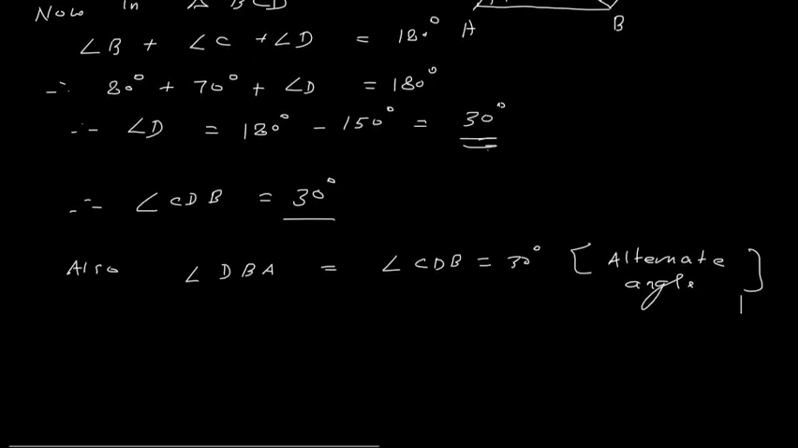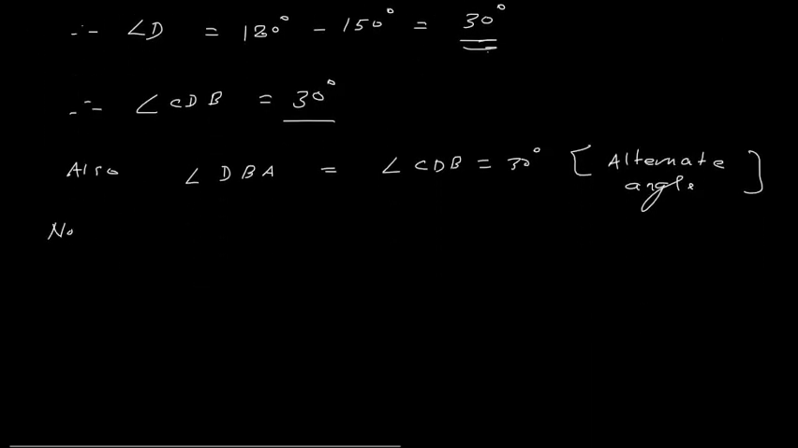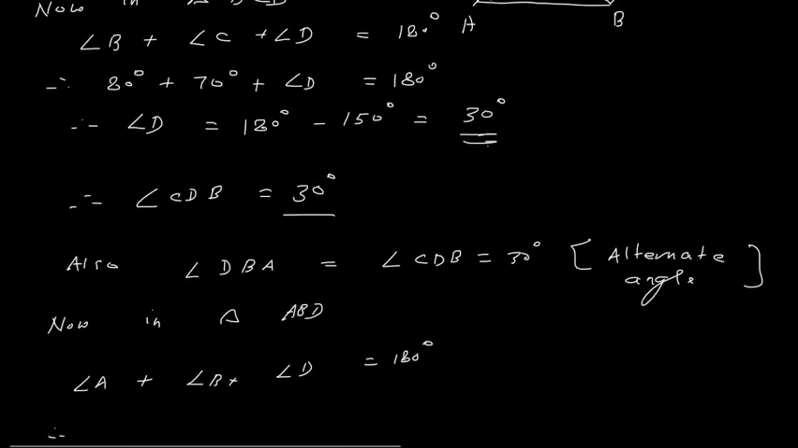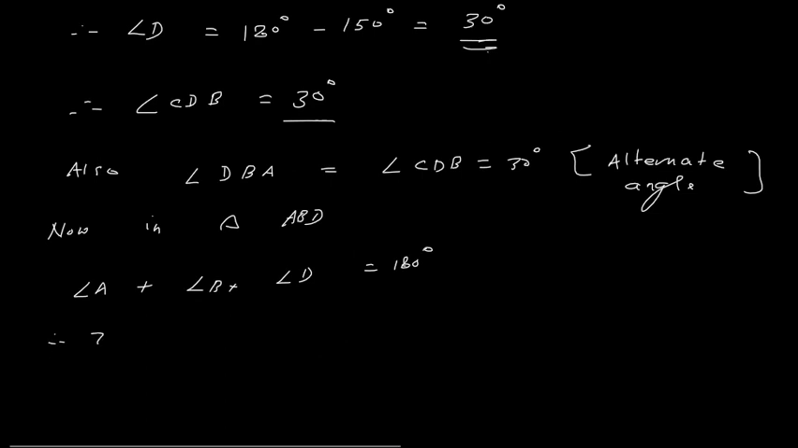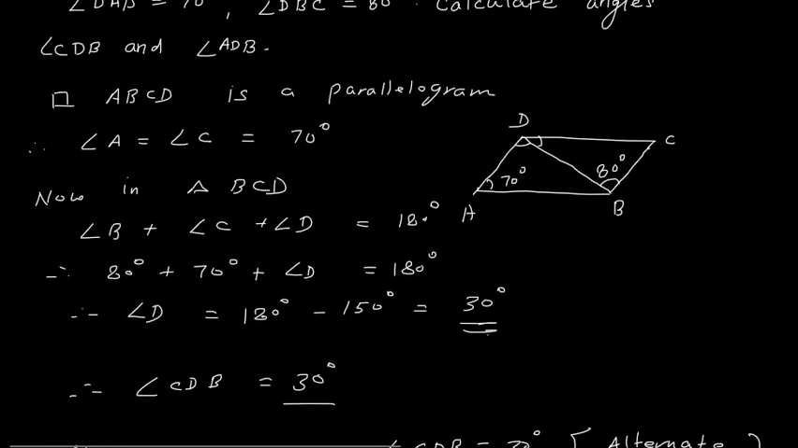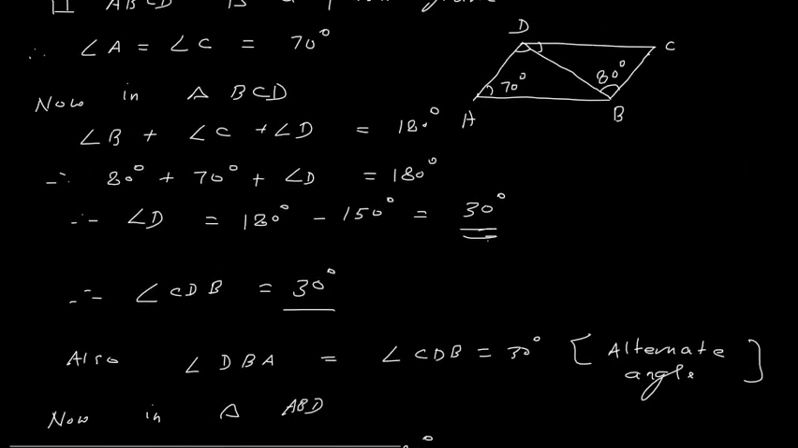Now I will take triangle ABD. In this triangle ABD, angle A plus angle B plus angle D is equal to 180. The value of angle A is 70. So 70 degrees plus 30 degrees plus angle D is equal to 180. Therefore angle D is equal to 180 minus 100, which is 80 degrees. So this angle D, that is angle ADB, is 80 degrees.